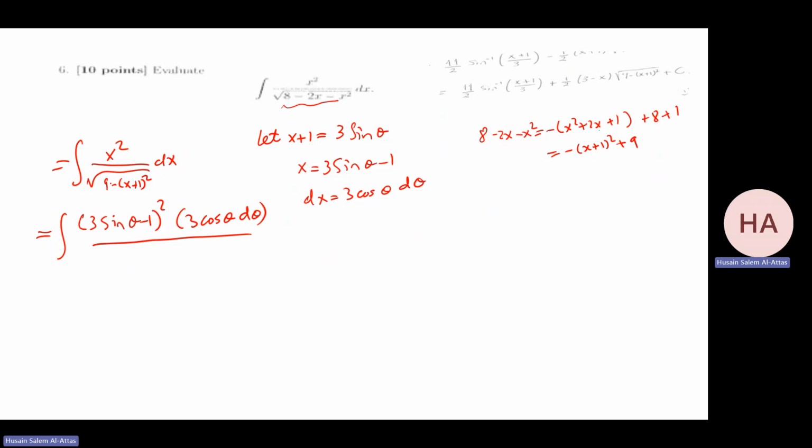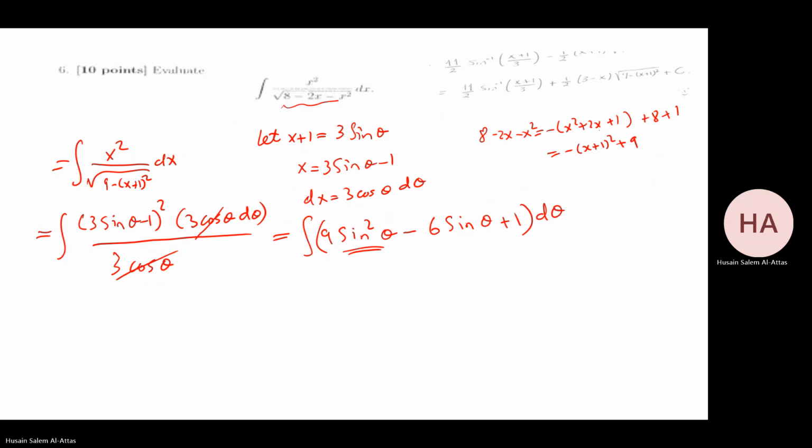x plus 1 is 3 sine, squared, so I have 9, that will be 3 cosine theta. We did it before, cancelled. So I open the square. That will be 9 sine squared theta minus 6 sine theta plus 1 d theta. Yeah, I need to write this using the double angle. I have 9 half minus half cosine 2 theta, minus 6 sine theta plus 1 d theta.